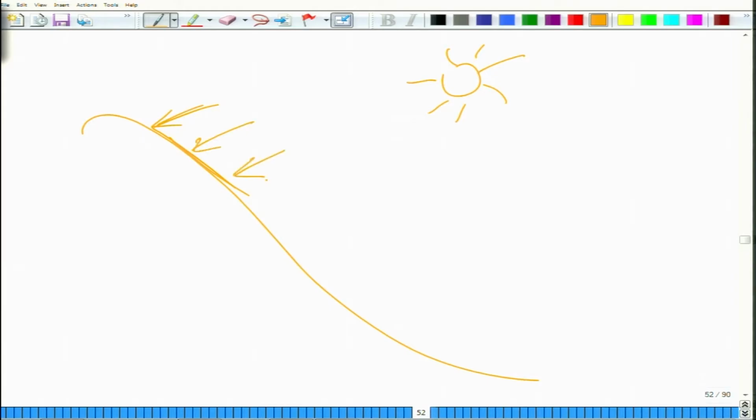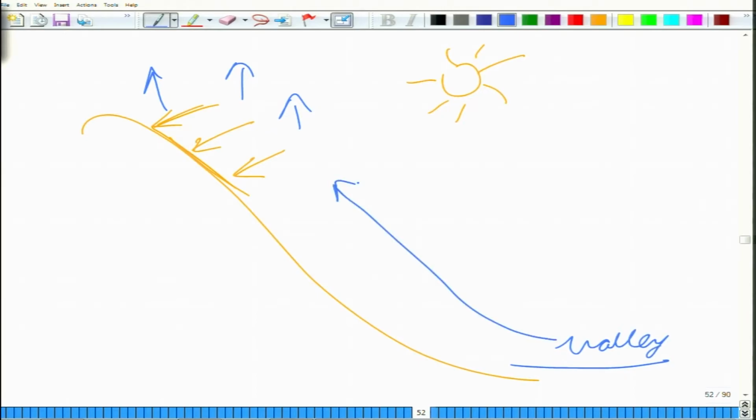So this area becomes warmer. Now when this area becomes warmer, the air around it also becomes warmer and it starts rising. Now when it starts rising, the cold air that is there in the valley, so here you have the valley, and the cold air that is there in the valley will start rising upwards to fill up the gap. So this is the kind of wind pattern that we'll observe in the daytime, and this is known as a valley breeze.